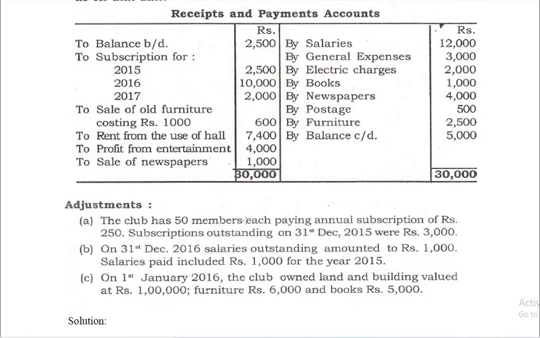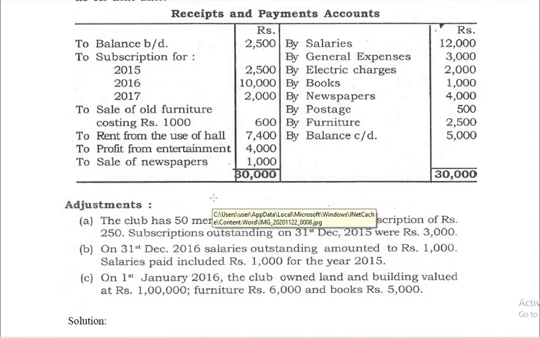See, there were 50 members, each paying a subscription of 250 per member. That comes to 12,500, whereas what is received is just 10,000. And here they have mentioned subscription outstanding on 31st December 2015 was 3,000. So for last year, still 3,000 were receivable, and that has been received this year. For 2015, during the year 2016, you have received 2,500. That means the full 3,000 you have not received. Still 500 is to be received. Therefore, this 500 to be received even during 2016 will come to the closing balance sheet, whereas 3,000 will come to the opening balance sheet.